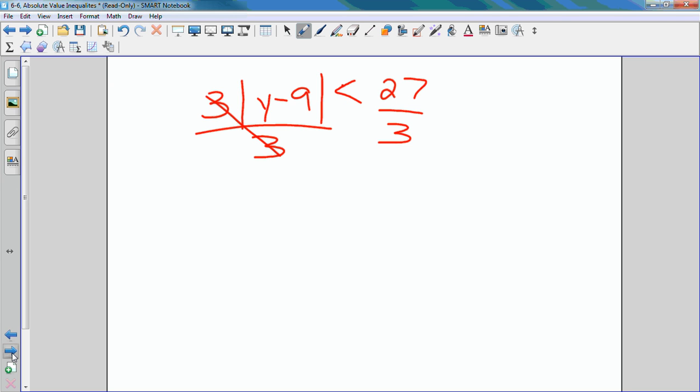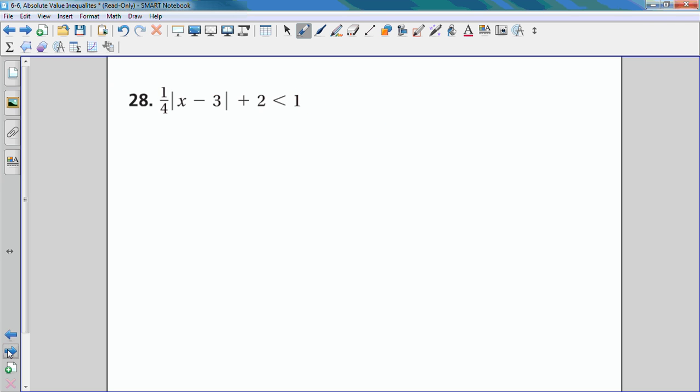Oh, well here the first step is done for us. Oh, that's the same one. Okay, here, let's do this one. Step 1, isolate the absolute value. Get rid of everything else except for the absolute value. So what do I have to do? Divide by 1/4. Well, not yet. First thing I want to do is subtract 2. So I'm going to subtract 2, and then I'm going to get 1/4 times the absolute value, x minus 3.